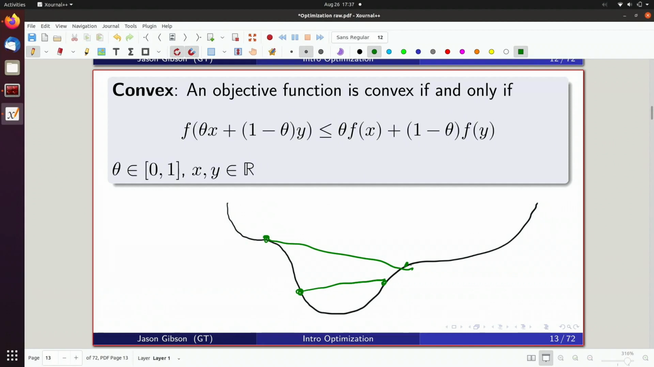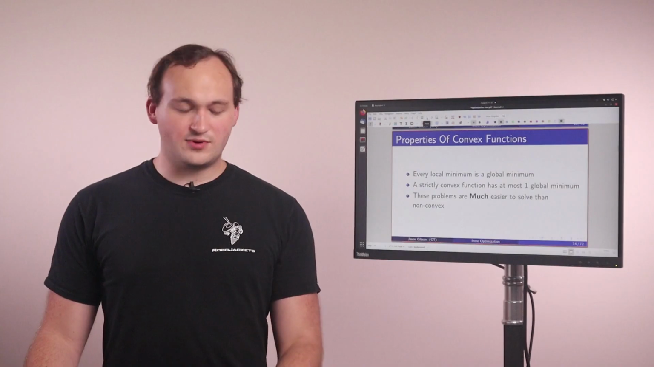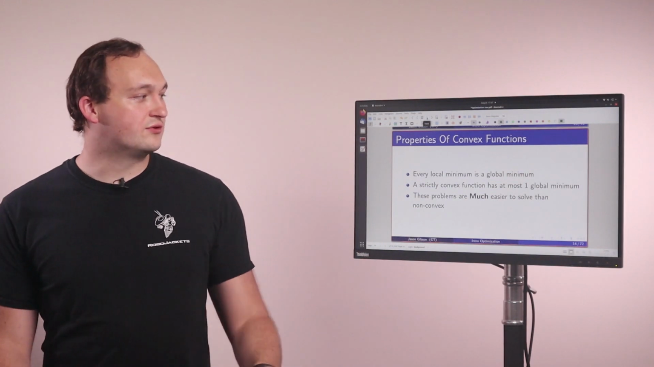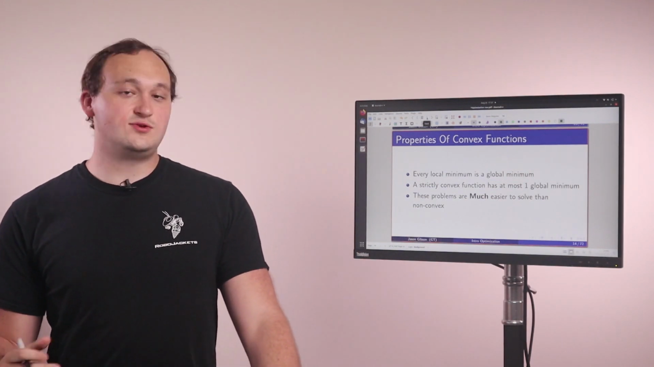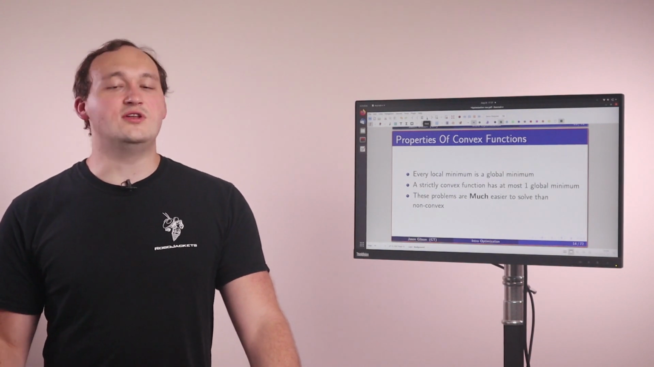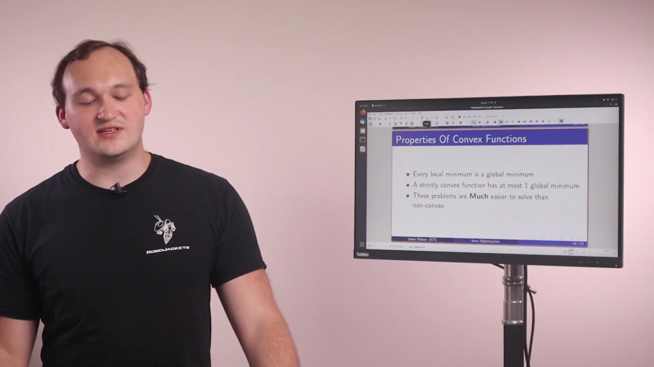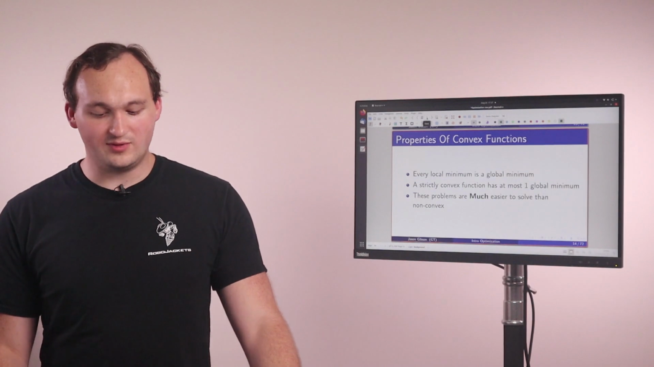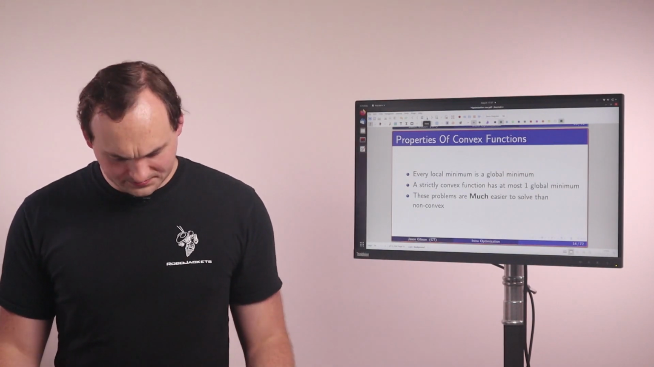There's a lot of different convex functions, and convex functions are what you really want to be solving when you're doing optimization. So the property of convex functions is every local minima is a global minimum. So this is really nice. If we have some algorithm that could get us to a local minima, and we know that our objective function is convex, we can say that that is also a global minima. We have found the best possible value.